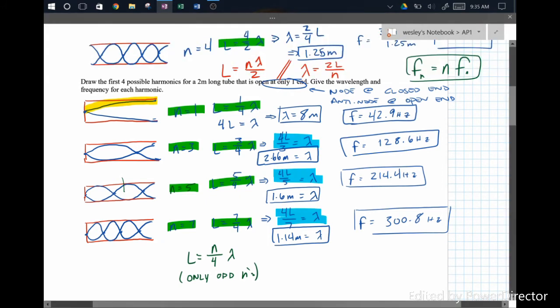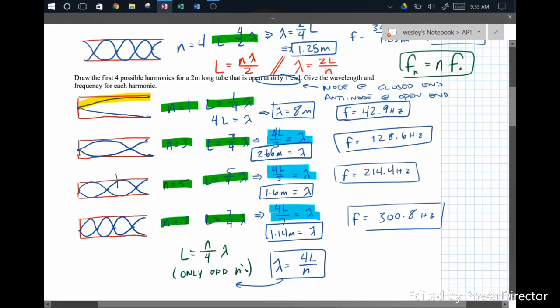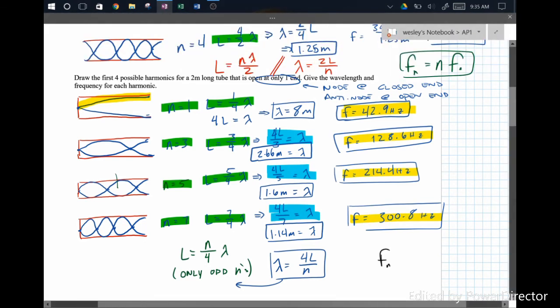So, on a little pattern here, lambda would be equal to 4L over the number of the harmonic, and again, only odd harmonics. And here is my favorite one. This is my fundamental frequency. This is 3 times my fundamental frequency, 5 times, 7 times. So just like we had up there, the frequency of any harmonic is that harmonic times the fundamental frequency. But we only have odd harmonics here.